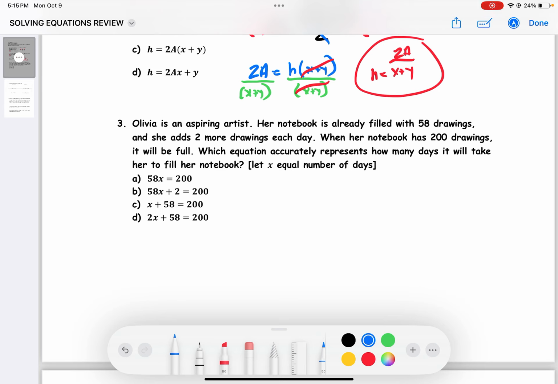First, we need to identify what it is we don't know. And in this case, we don't know how many days it will take to fill the notebook. We will let X do that job.